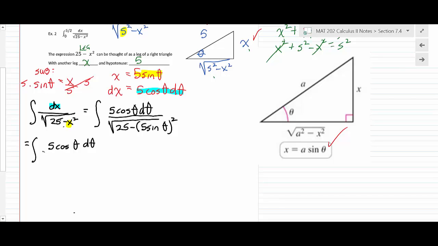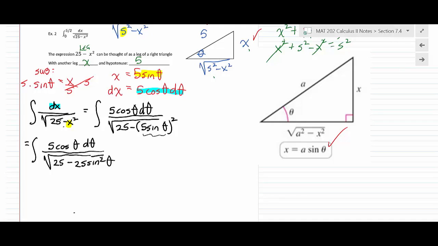Okay, so what I'm going to have in the bottom, I'm going to have square root of 25, and then you square this thing out, so that's going to give 25 sine squared theta. Okay, like that. Okay, so I've got my substitution put together there now. Does everybody follow that okay?